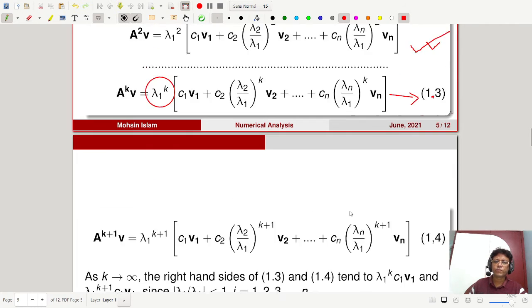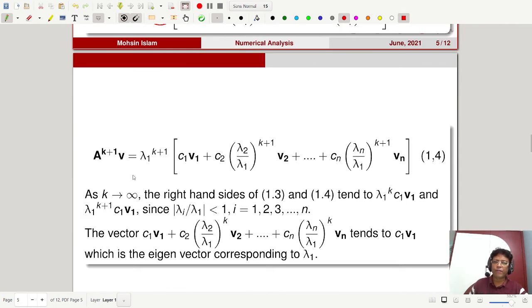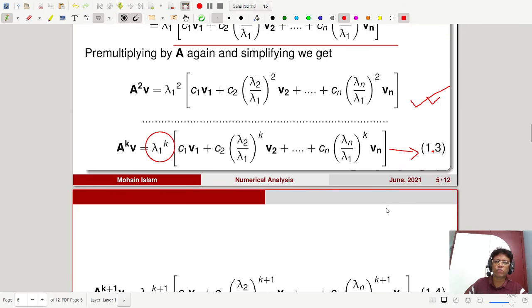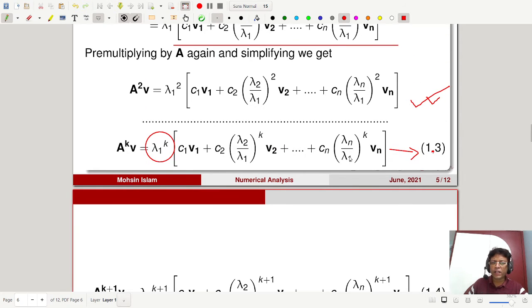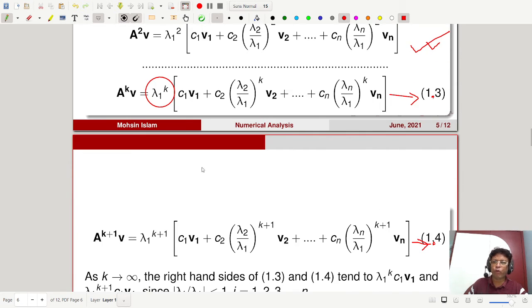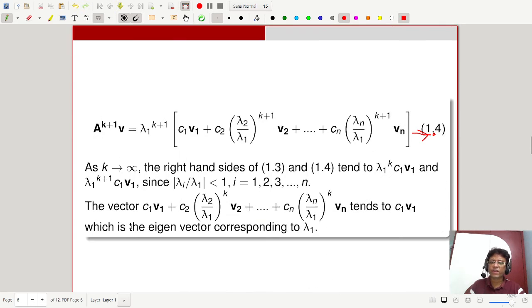Now, also we have, again you are multiplying with A. That means I want k plus 1 times multiplication. So you have a similar expression, and you have 1.4. Equations 1.3 and 1.4. The only difference between 1.3 and 1.4 is that the power is k and k plus 1. That is the difference.